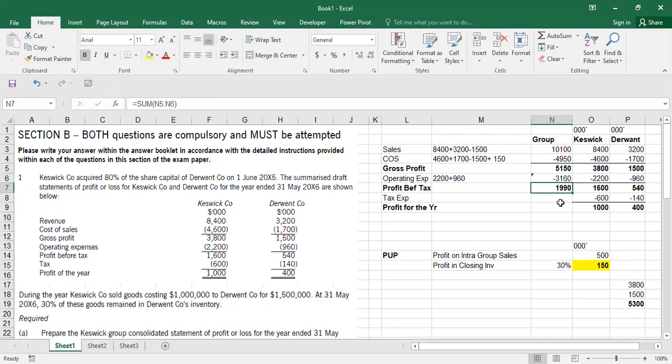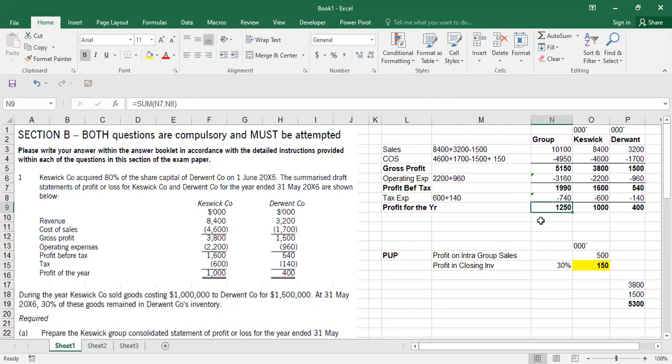3160, 5150, 1990. Difference is still 150. And these two, again, the tax you will again add in both companies. So you would say minus 600, minus 140. So you make a total. These two. That's all. 1250. Now this is the group profit.